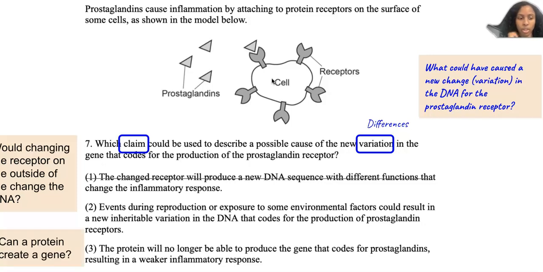Let's think about another question. Can a protein create a gene? No, it cannot. This is because we just said it. We start off with DNA, then RNA, then amino acids, and then amino acids come together to make proteins, not the other way around.